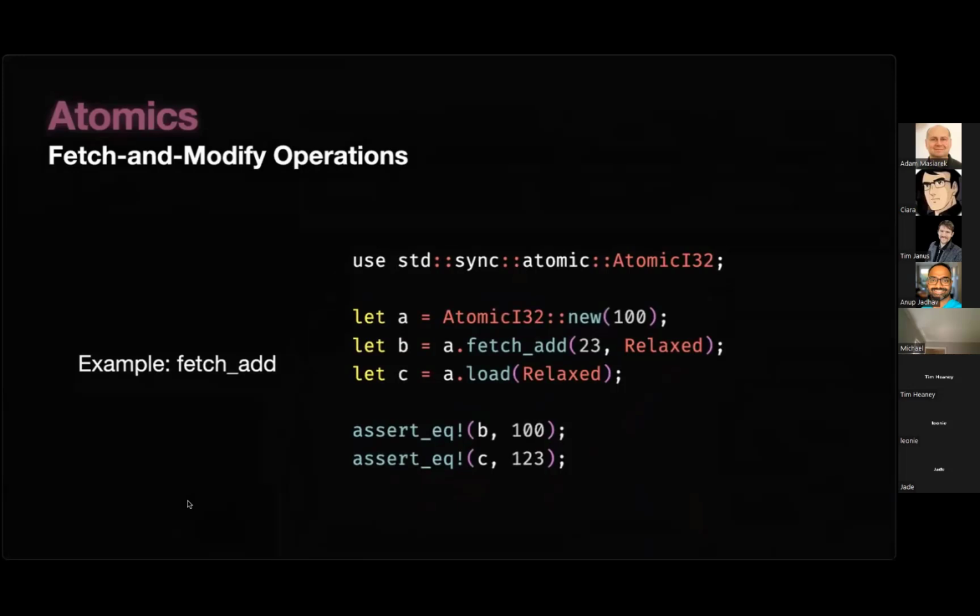Right, so a quick example of how the fetch add function works. We assign A to 100. We increment A from 100 to 123 using fetch add, and then it returns to us the old value of 100, which we then assign to B. Any load operation after that will see that value of 123. And we can assert that B is the old value of 100 and C is the new value of 123. And both the fetching and adding operation happen atomically.